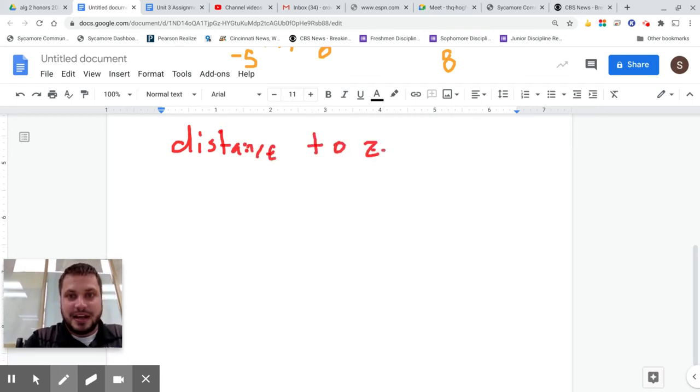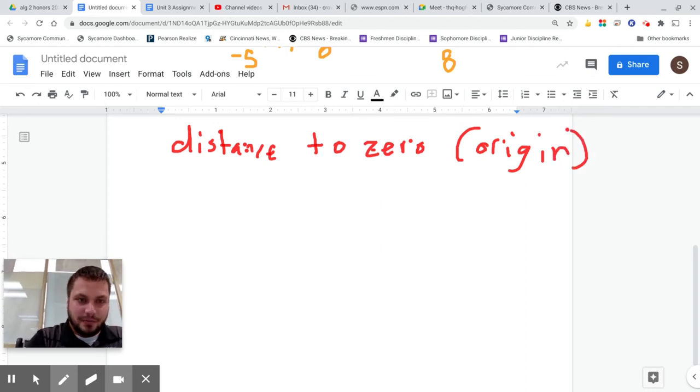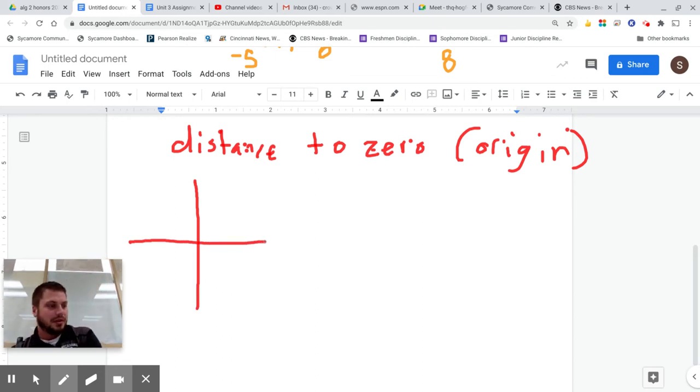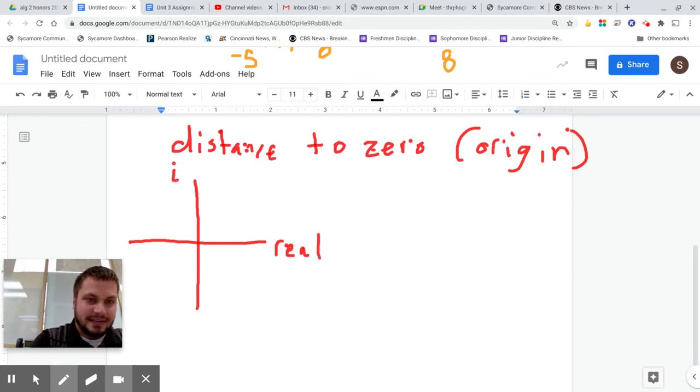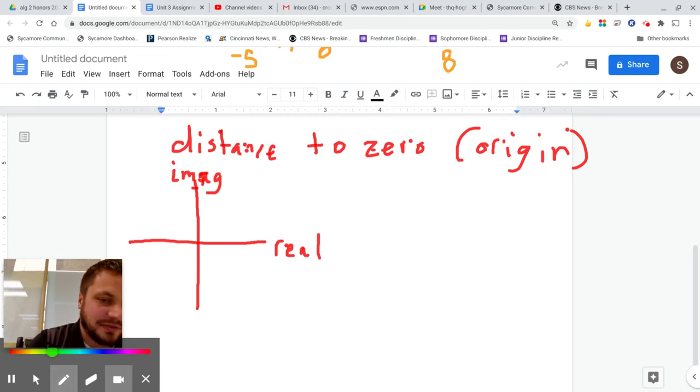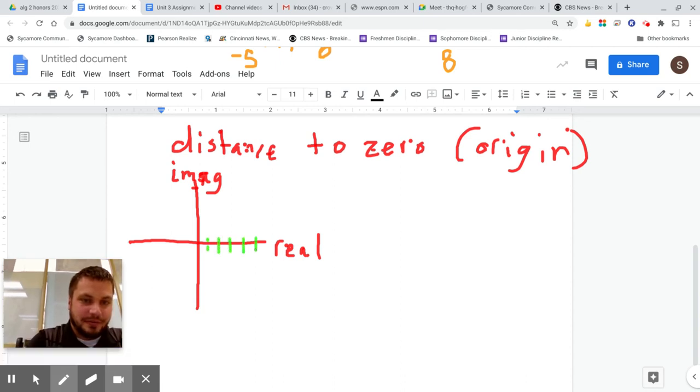So the absolute value of a complex number is distance to 0. But 0 happens to be the origin. What I mean by the origin is that you're finding absolute value on what's called the real and imaginary axis. Your x-axis is your real axis, and your y-axis is your imaginary axis, and you're going to find the distance that a complex number is from the origin on this axis. I'll put in a couple tick marks here for us so we can get through this problem.